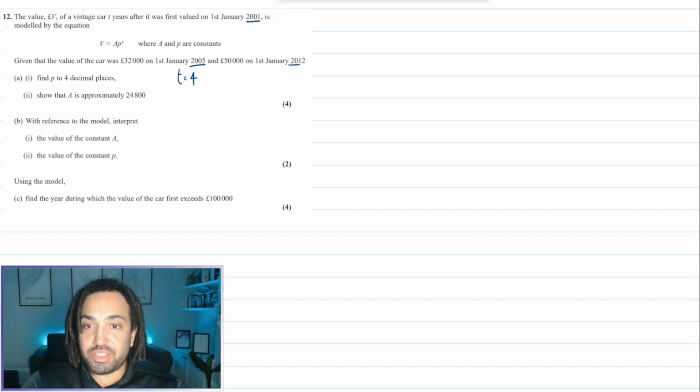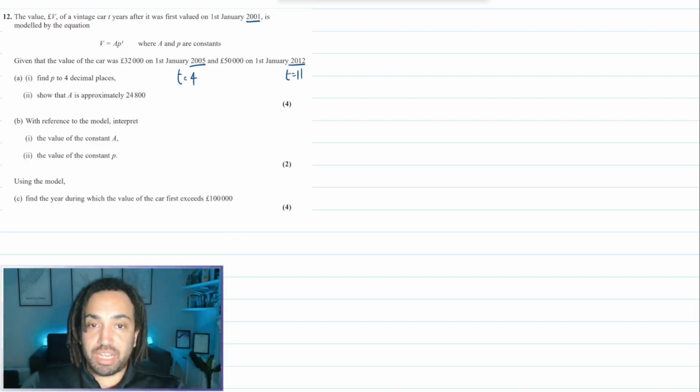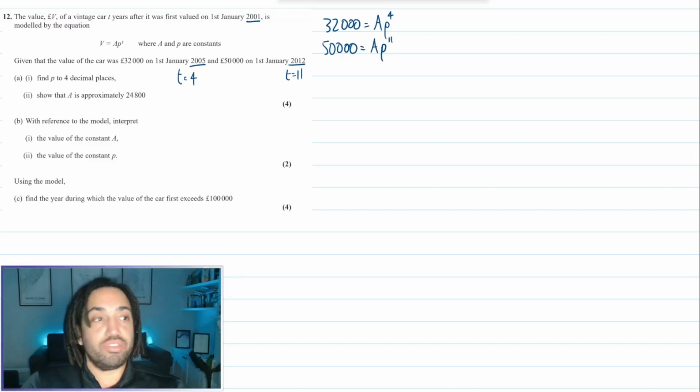I hope so. And for this one, 2001, that must be t equals 11. It's 11 years from there to there. Yes. It's funny how sometimes counting can be really difficult. Okay, find p to 4 decimal places. Right, so we need to just sub in the two bits of information we have. So we know that 32,000 is equal to a p to the power of 4, and we also know that 50,000 is equal to a p to the power of 11.